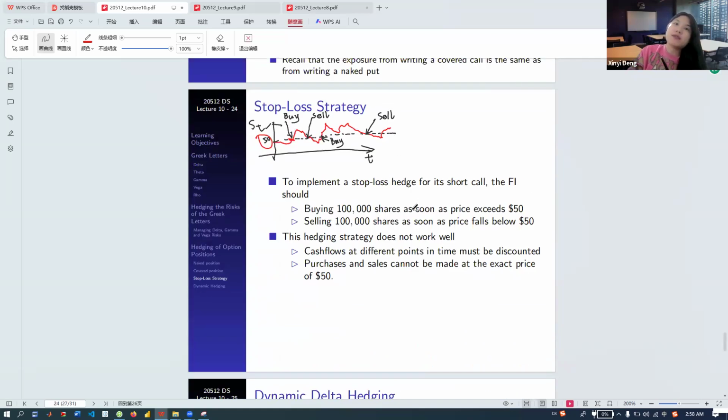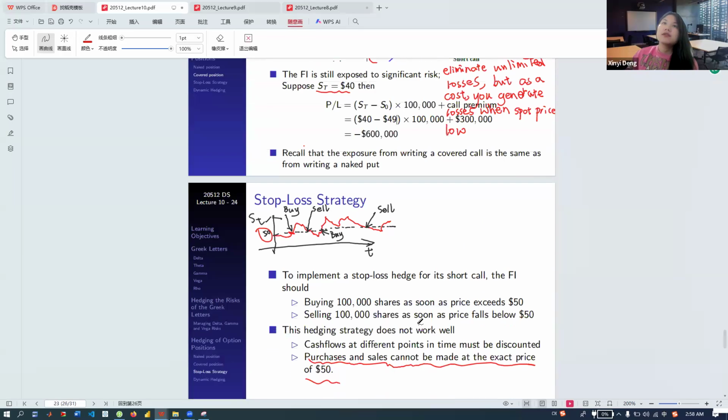But actually this stop loss strategy doesn't work well because the cash flows at different points in time must be discounted. And partly due to that, and also because of other reasons, the purchases and sales cannot be made at the exact price of $50.